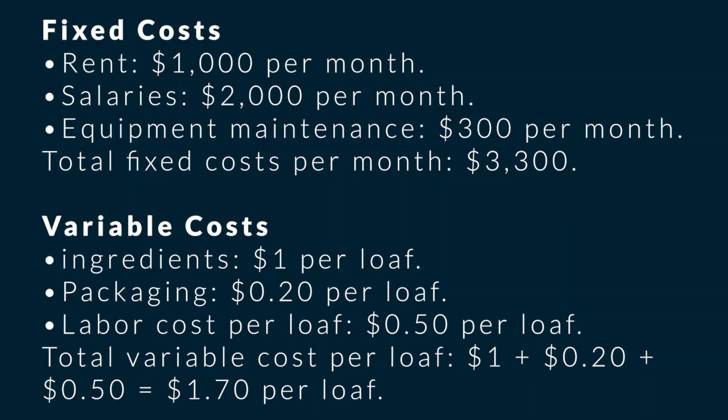Okay. So if you're paying rent to make 100 loaves and there is still space in that room, by making 101, the rent doesn't go up. That is all you're saying. So in this case, let's assume that our fixed cost, the rent, is 1,000 per month, salary is 2,000 per month, equipment 300, which makes our total fixed cost 3,300. But then our variable cost, for one loaf: ingredients, $1 per loaf, packaging 0.2 per loaf, labor cost 0.5 per loaf, which makes our total variable cost $1.7 per loaf.